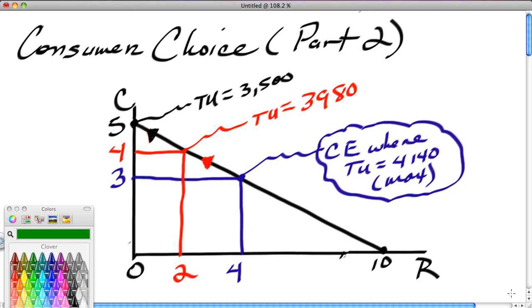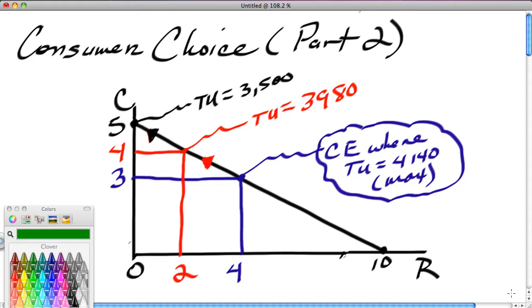This is Ron Sipsick. This is the second part of a three-part series on consumer choice. We begin the analysis by looking at a diagram that we ended part one with. This is a budget line. This budget line was derived from some budget data, $10 for the hypothetical buyer. The buyer was facing a price of $2 for coffee and a price of $1 for rolls.